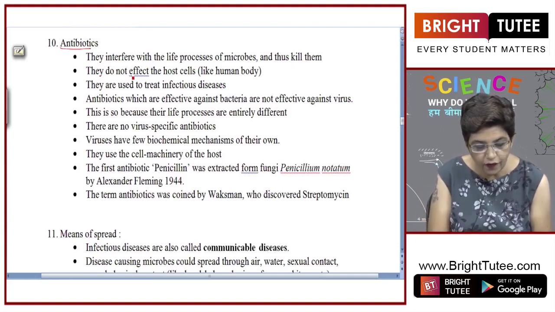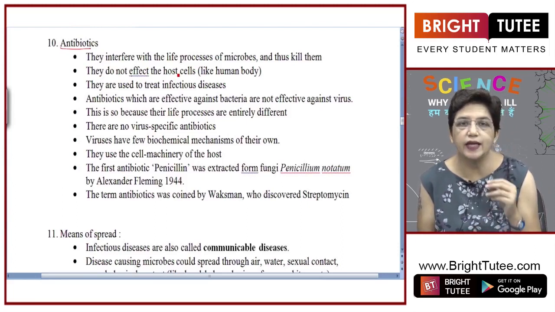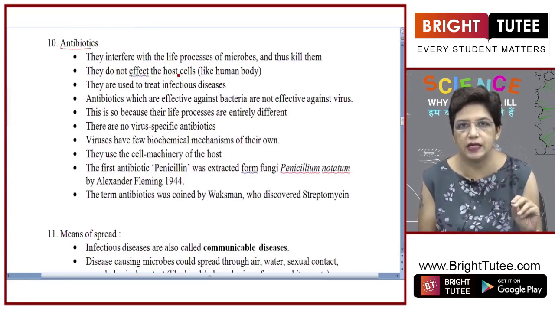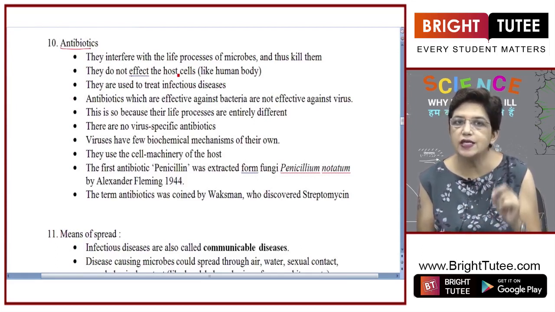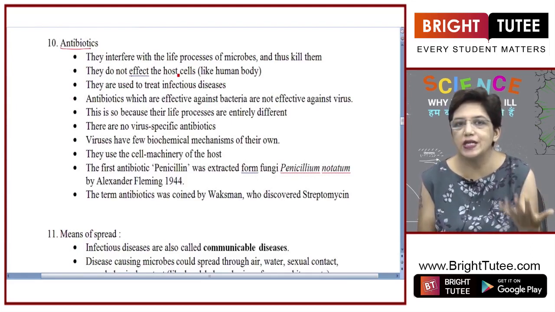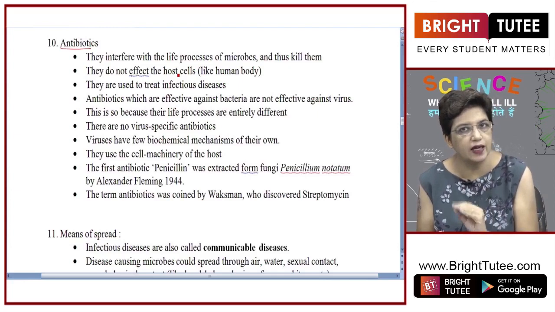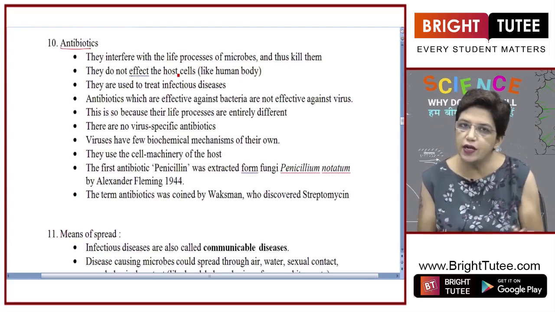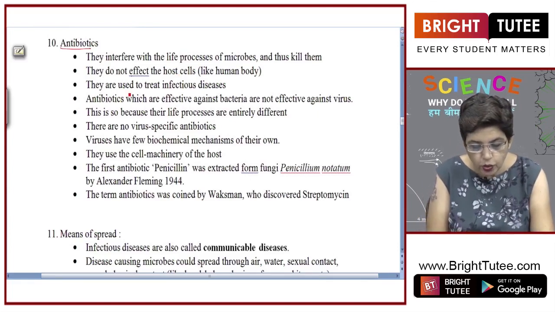They do not affect the host cell, like the human body. If we take an antibiotic, that antibiotic will kill only the bacterial cell. It will not harm our own body cells. The reason is that they target a specific pathway which is only present in the bacterial cell. The metabolic pathways carried out by the human body are totally different from those carried out by the bacterial cell. So they are used to treat infectious diseases.